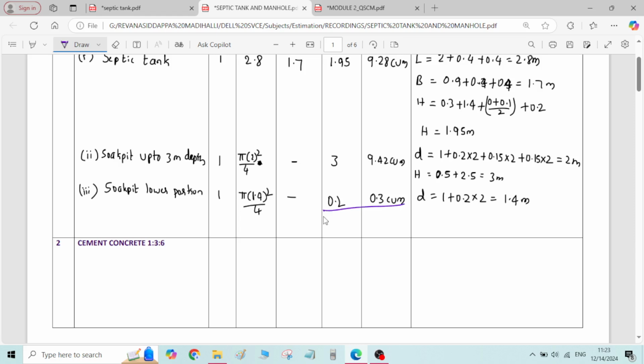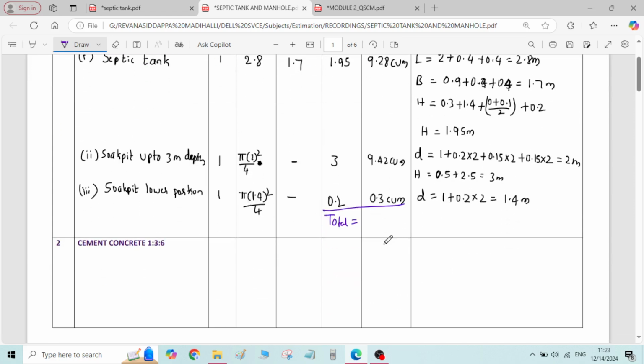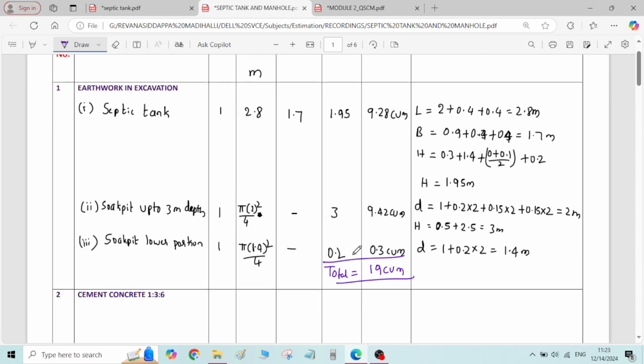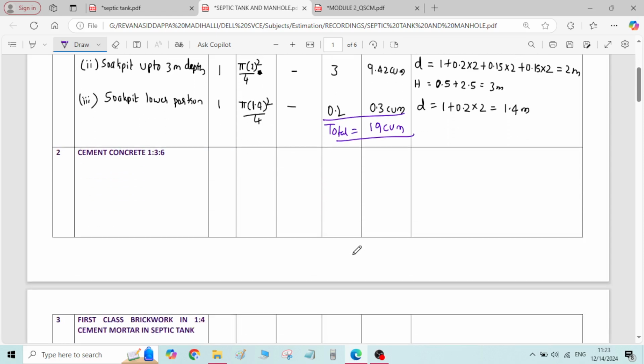Now calculate the total quantity. Total is equal to 9.28 plus 9.42 plus 0.3. You will get the answer as 19 cubic meter. This is the final answer for earthwork in excavation for the septic tank and the soak pit.